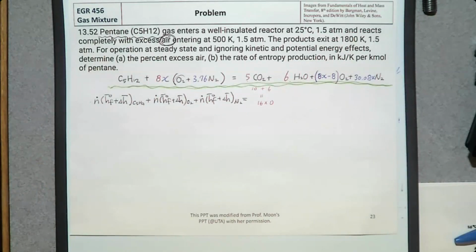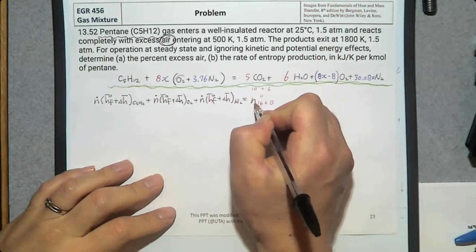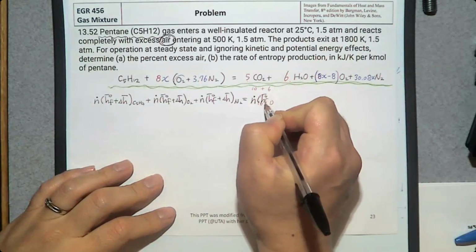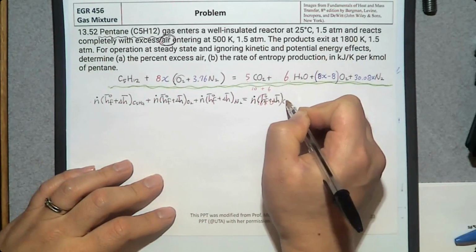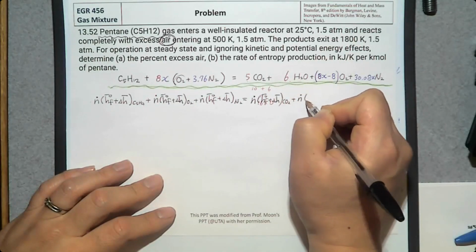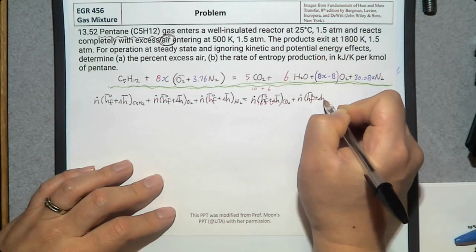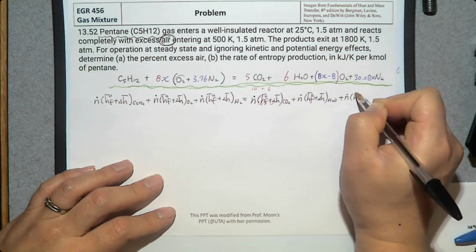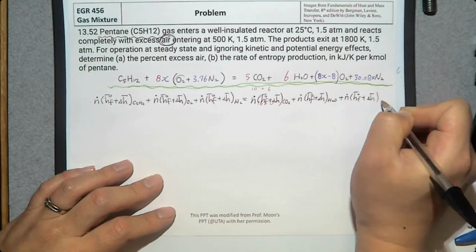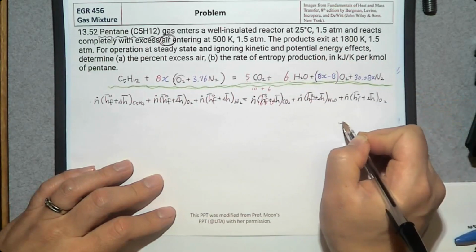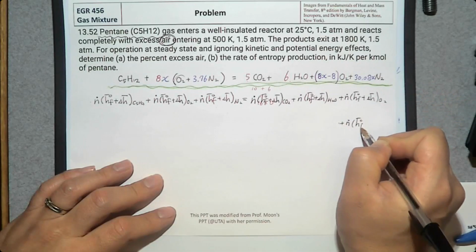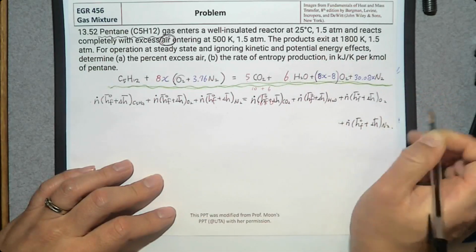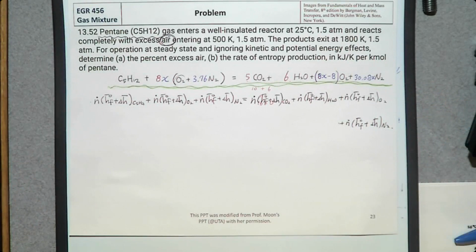How many components in the product? 1, 2, 3, 4. So the same thing: N dot, the enthalpy of formation plus delta H bar. This is for carbon dioxide. N dot, the enthalpy of formation plus delta H bar. This is for water. And the same for oxygen, and for nitrogen. So this is the energy balance equation for this reaction.